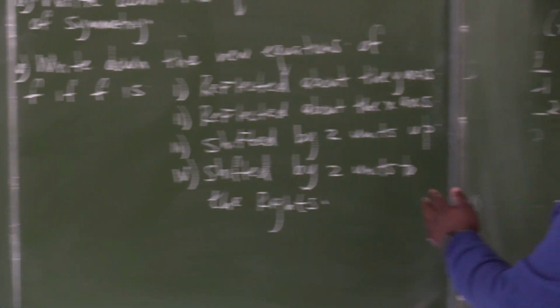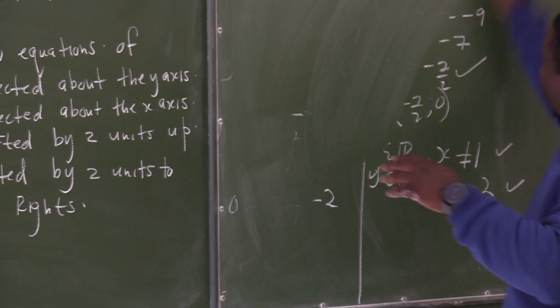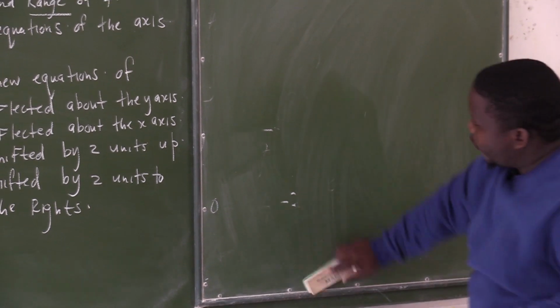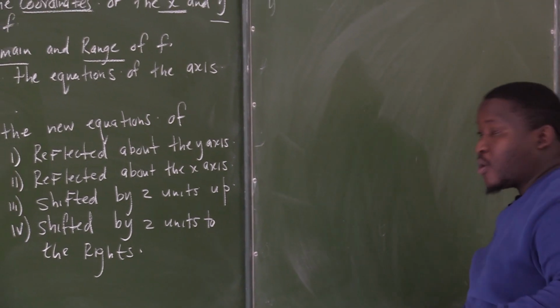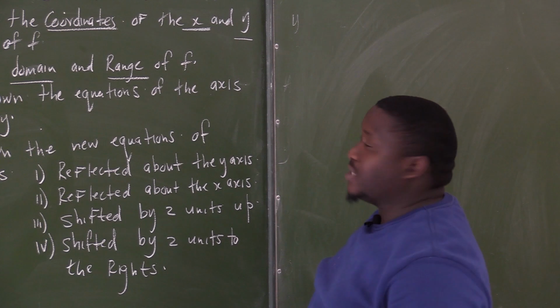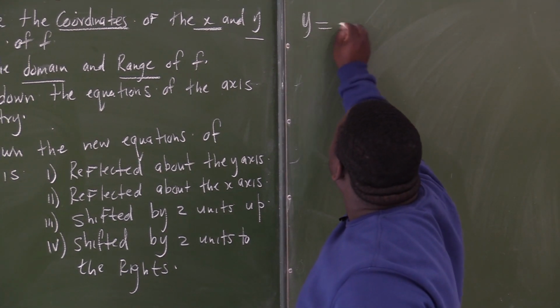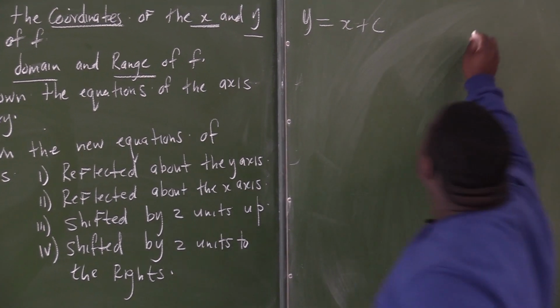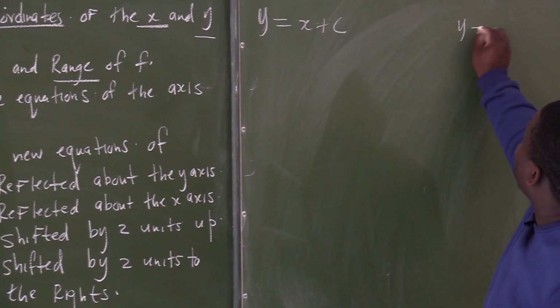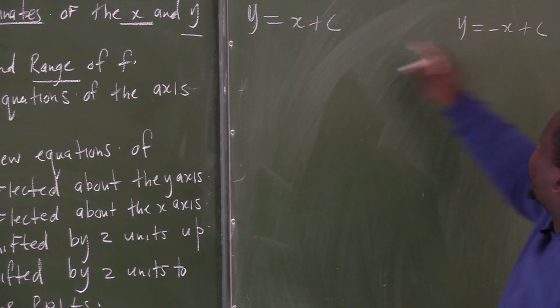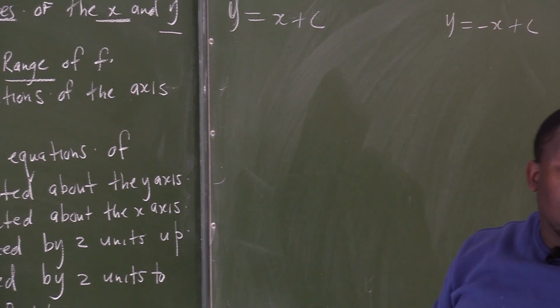So to find these axes of symmetry, because the question did not specify which one we are looking for, we are going to say there are two possibilities. There's the one which says y equals x plus c, and there's the other one which says y is equal to minus x plus c.